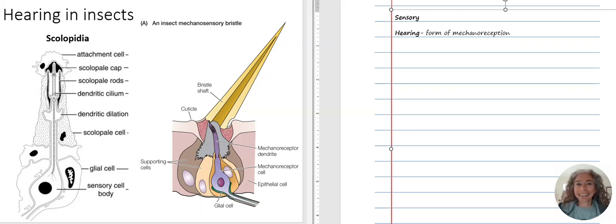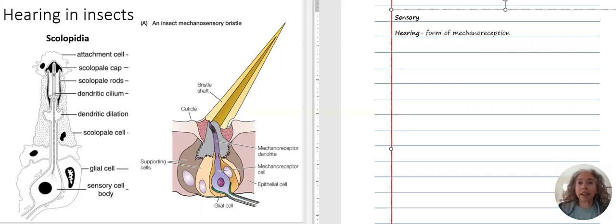Welcome back. The last sense that we're going to talk about is hearing, or sound detection. Sound detection is still a form of mechanoreception, similar to when we discussed touch. Remember when we talked about touch and the mechanoreceptors, we were saying how it responds to the force applied to it, and hearing is going to be similar to that.